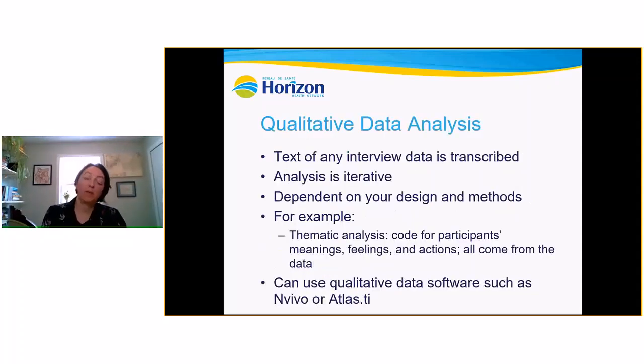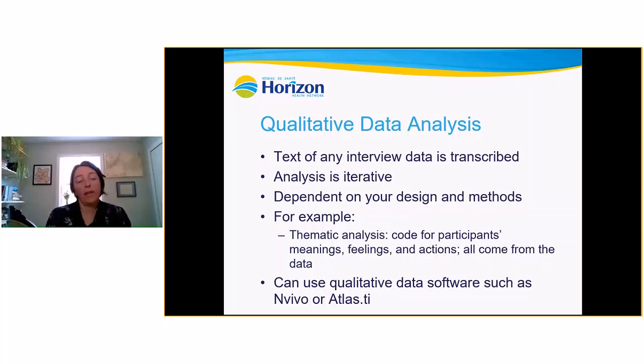Now, I'm not really going to get into qualitative data analysis too much because it's very dependent on your design and methods. So it needs to be connected to what your approach is, what design you used, and then what methods you used. I will say that any text from interviews or focus groups is transcribed verbatim, and you're analyzing those.